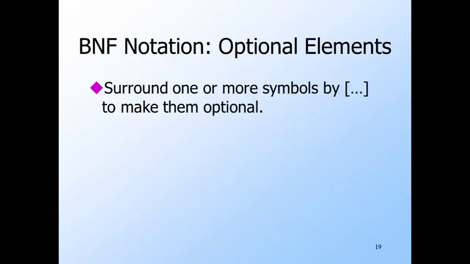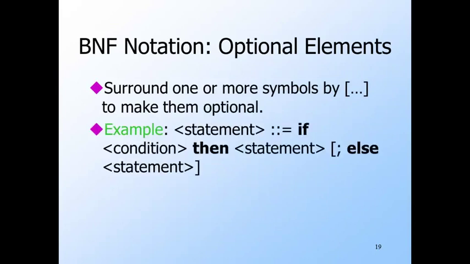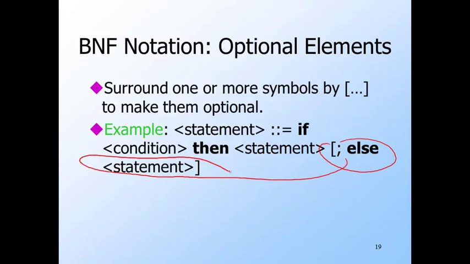We can make part of a production body be optional if we surround it by square brackets. For example, many programming languages have both an if-then and an if-then-else construct for statements. We can see this as an if-then statement with an optional else clause. In BNF, we put brackets around the else clause to make it optional. That's essentially this stuff there.